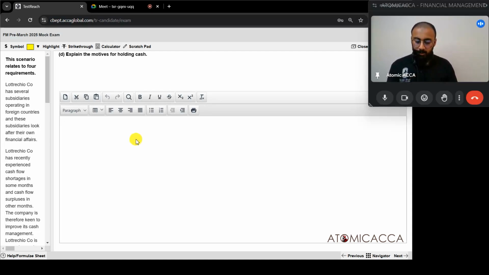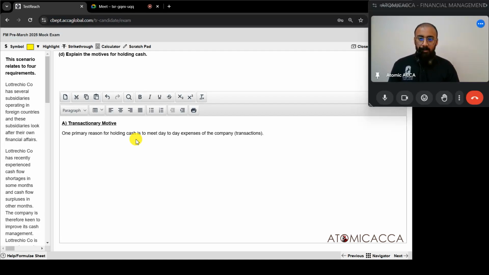So number 1, transactionary motive. One primary reason for holding cash is to meet day-to-day expenses of the company, that is transactions. Now we told the definition of what is transactionary motive. We need 2 marks, so we need one more point.